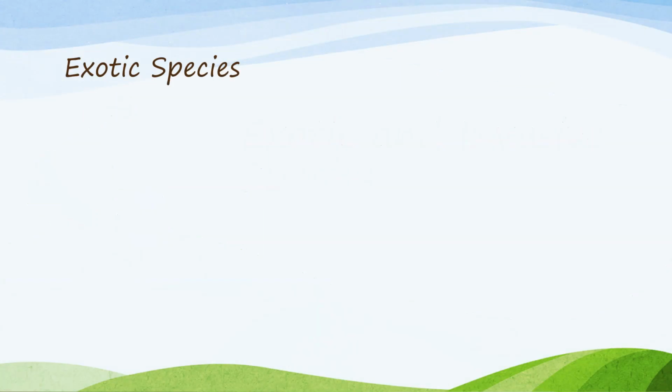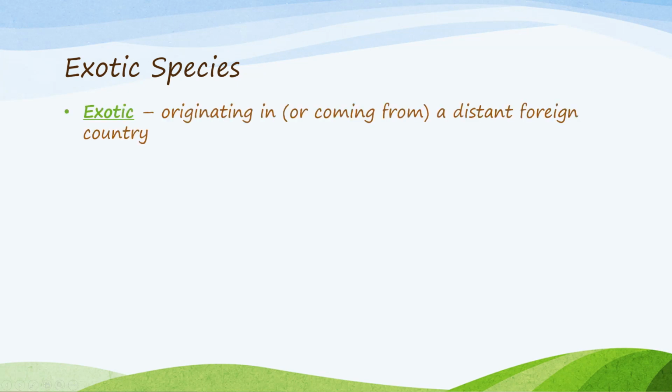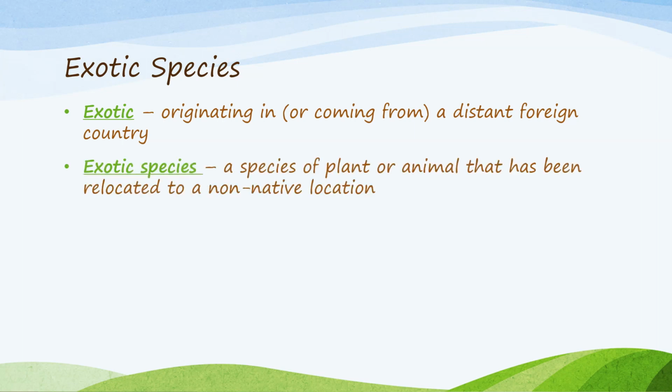Before we discuss what an exotic species is, let's talk about the word exotic. What does the word exotic mean? The word exotic means originating in or coming from a distant foreign country. So if we are talking about an exotic species, we are talking about a species of plant or animal that has been relocated to a non-native location, meaning that it isn't currently where it is originally from. This doesn't necessarily have to be from another country. It could be from another state, too.